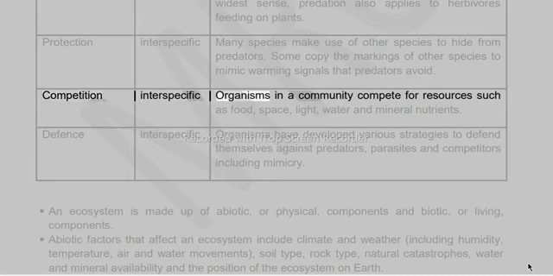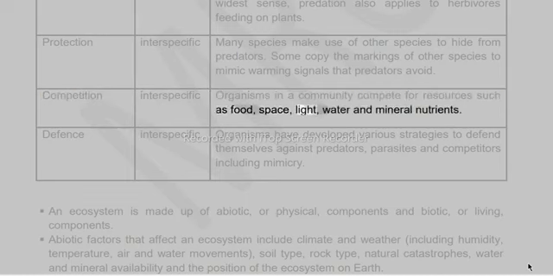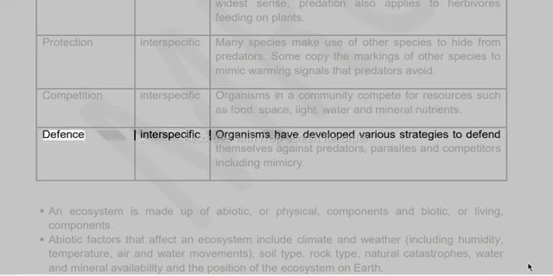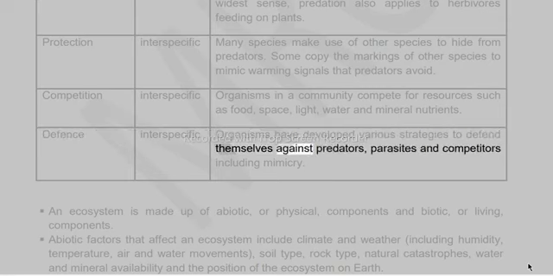Competition: interspecific. Organisms in a community compete for resources such as food, space, light, water, and mineral nutrients. Defense: interspecific. Organisms have developed various strategies to defend themselves against predators, parasites, and competitors, including mimicry.